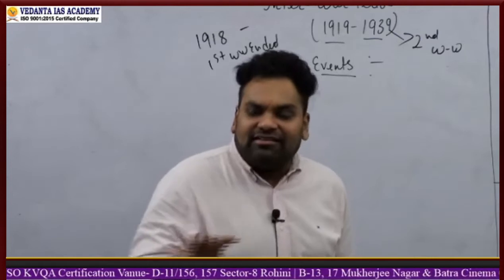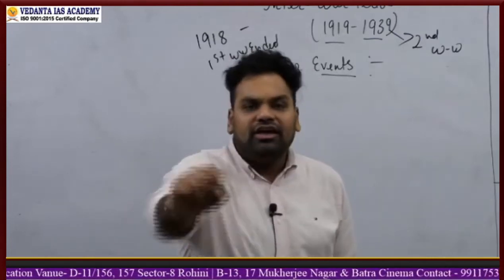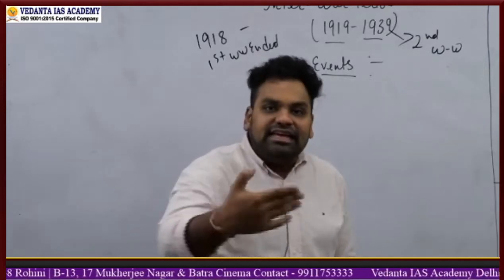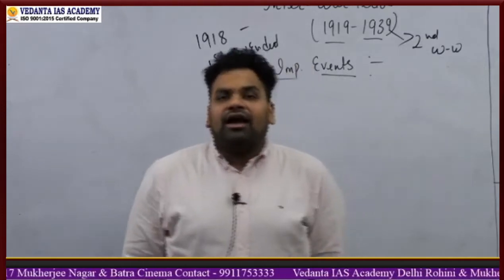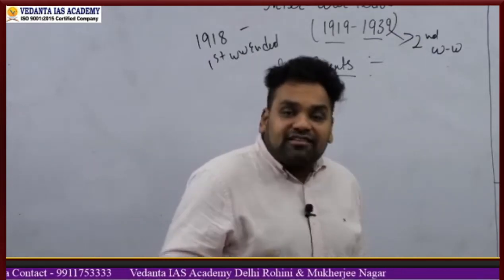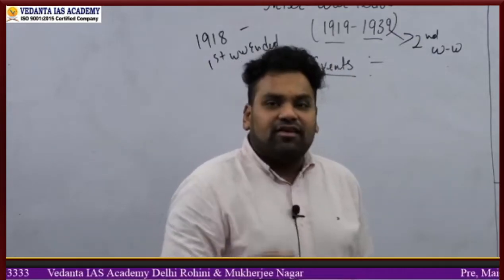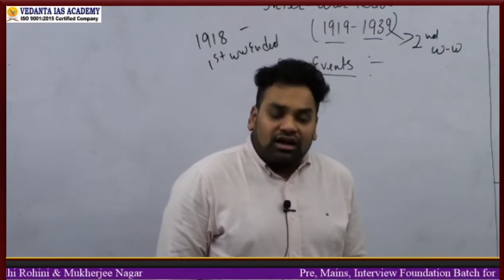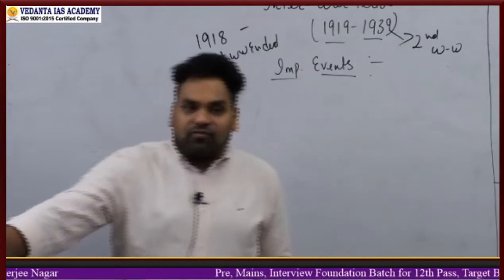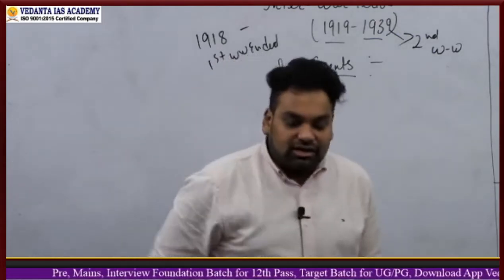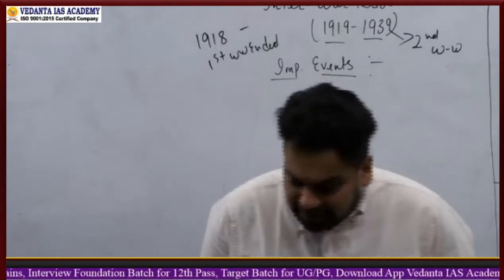Why exactly did everything fail that was brought in after 1918, like the League of Nations and other organizations, so that such wars would not happen again? What happened that within 20 years a new war starts again? That is something we need to understand when we are talking about this interwar period, right?